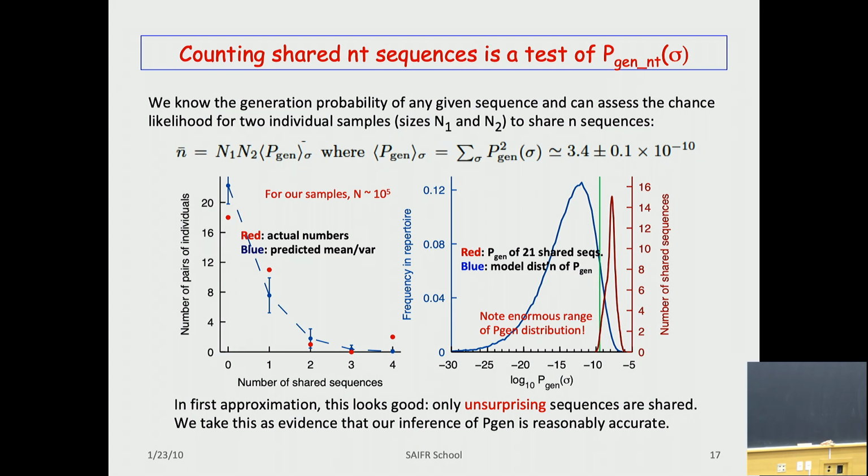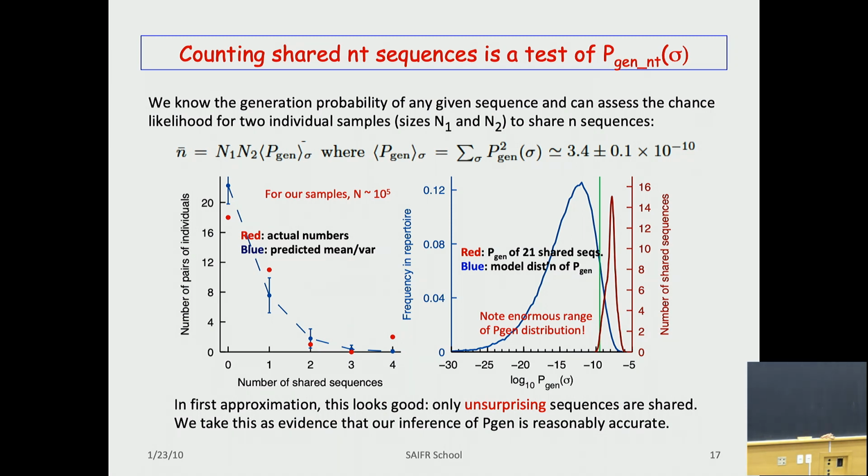And you can go into this a little bit deeper, and you can ask how many sequences are shared. If you have, let's say, 7 samples, there will be some sequences that are shared between 2 of the samples. There are going to be a smaller number that are shared between 3 of the samples, and so on. And this is a curve of number of pairs of individuals and number of shared sequences. The blue is basically the predicted mean and variance, and the red are the actual numbers. So we're doing pretty well.